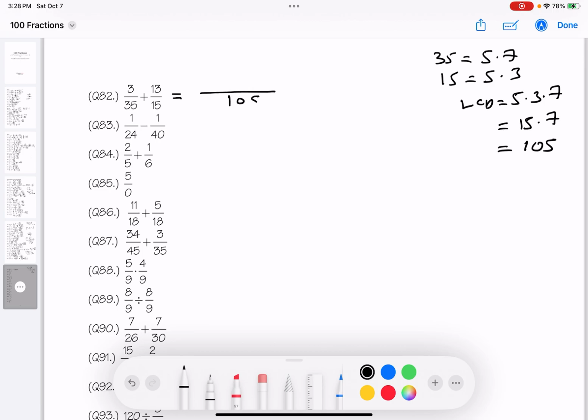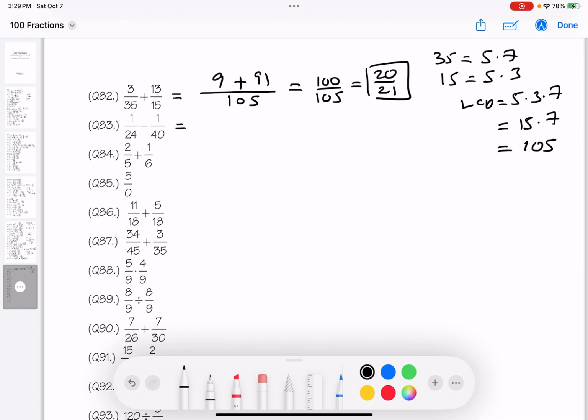105. 35 times what is 105? 3, and 3 times 3 is 9. Now, 15 times what is 105? It would be 7. And then 7 times 13 is going to be 70 and 21, which is 91. What do you get? 100 over 105. And I'm going to divide through by 5. What are you going to get? 20 over 21. All right?